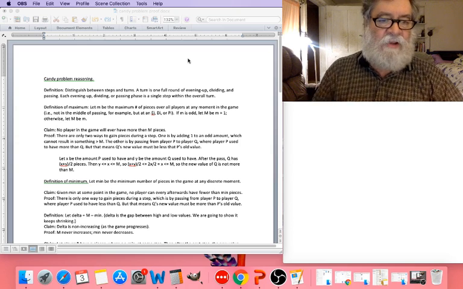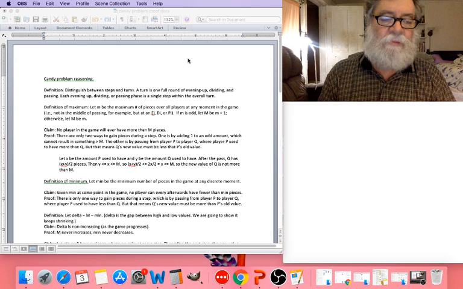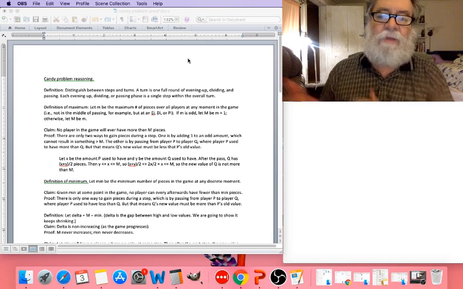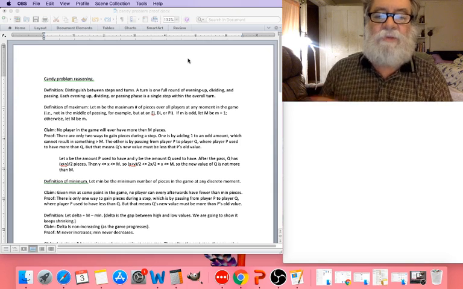So I've written that out here. There's only two ways to gain pieces during a step. One is by adding one to an odd amount, which cannot result in something greater than M. The other is by passing from player P to player Q, where player P used to have more than Q, but that means Q's new value must be less than P's old value.